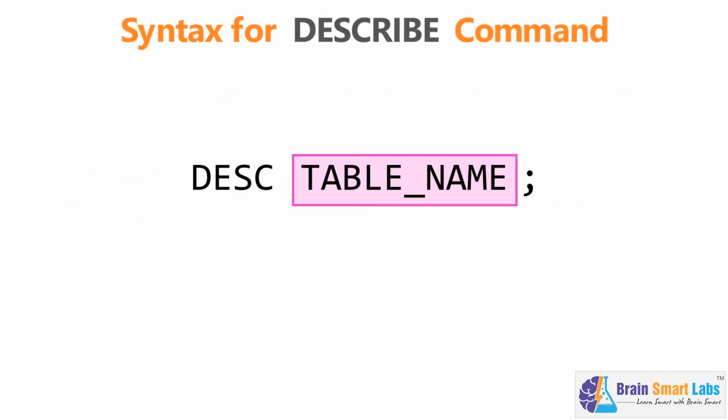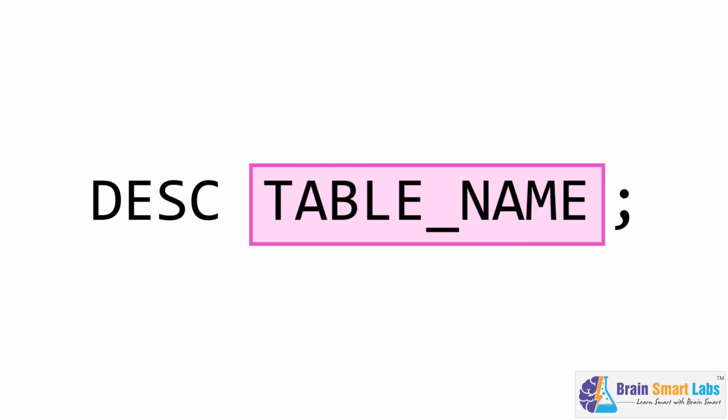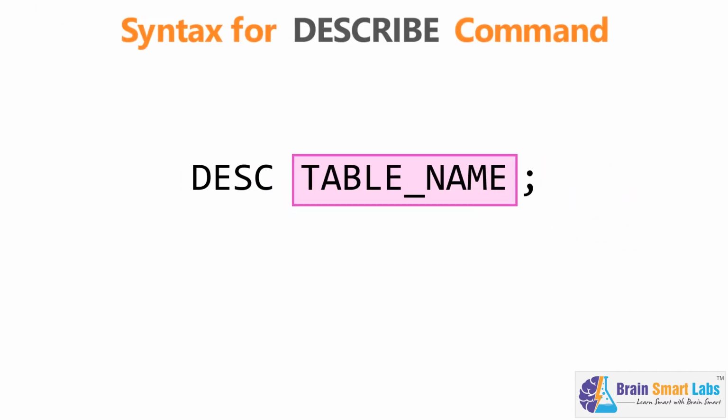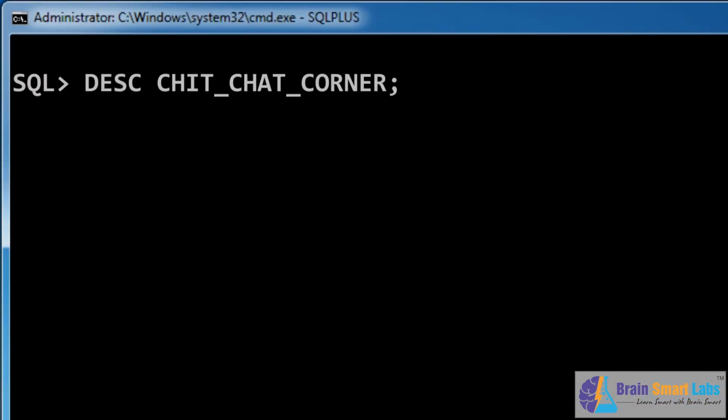DESC table name can also be written as describe table name. It helps us to describe a table that already exists inside our Oracle database. For example, on your SQL prompt, to describe the table chit chat corner, we need to type DESC chit chat corner or we need to type describe chit chat corner.